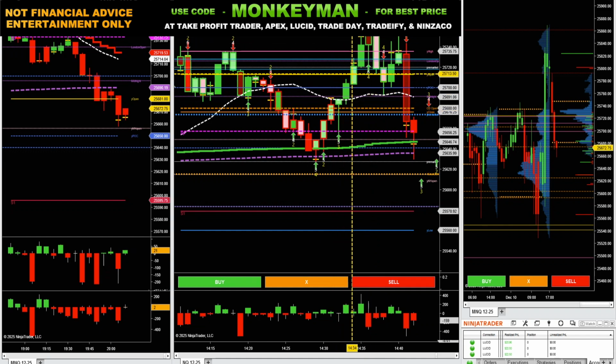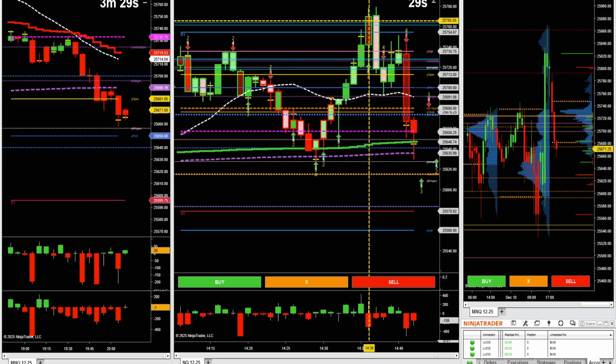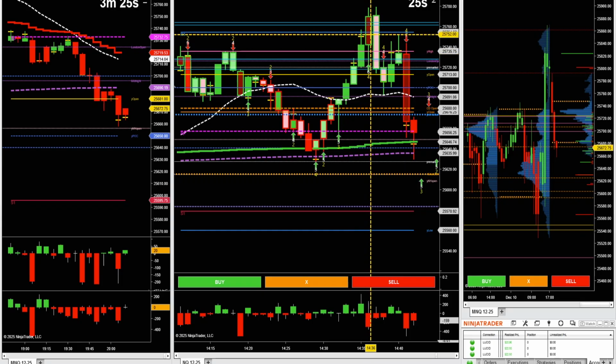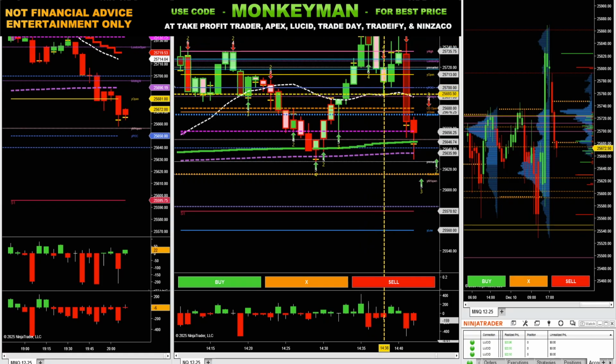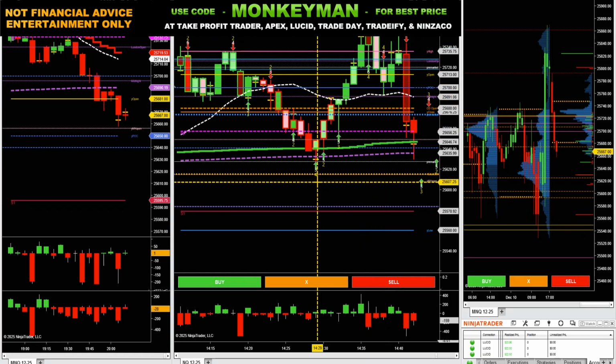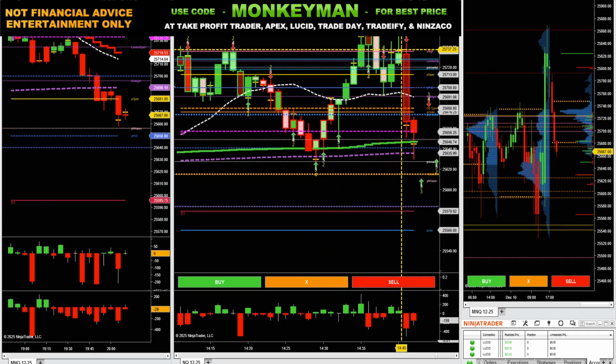You can see on this move in the afternoon, as we were moving up here, had a bunch of strong negative delta on this candle. Then we got a nice little move down there back to the 20. I've got the polarity on this chart too, showing the imbalance signals and the washout signals.